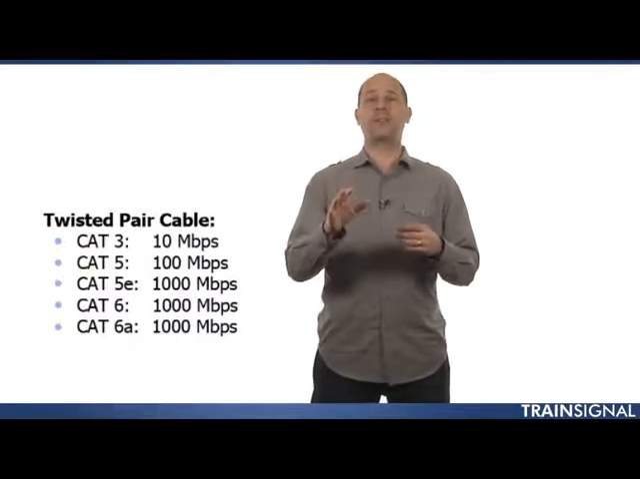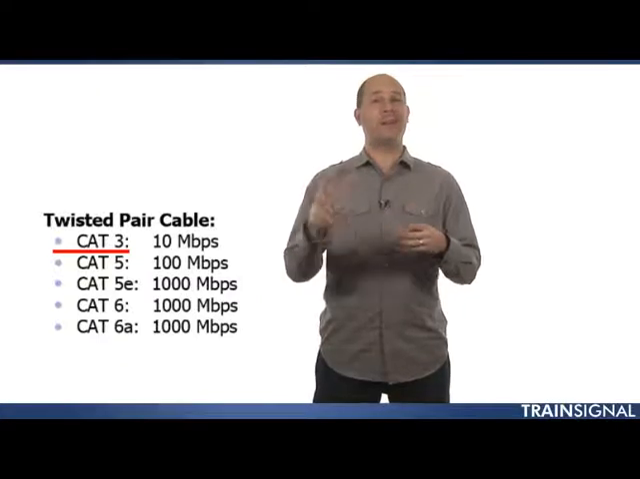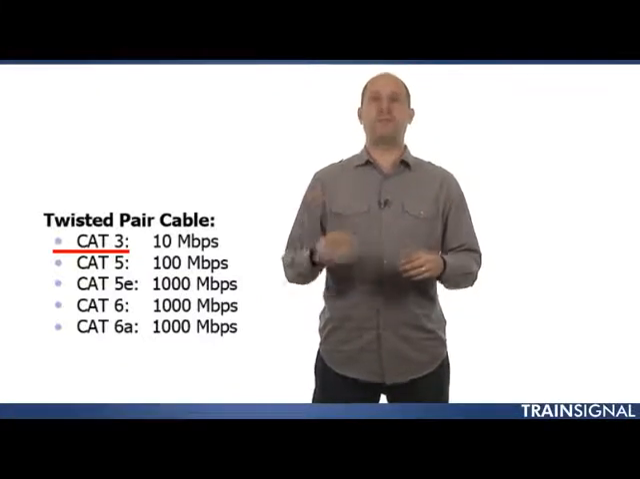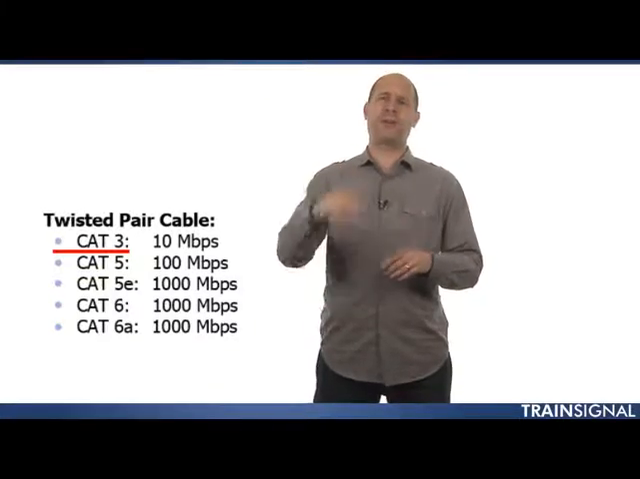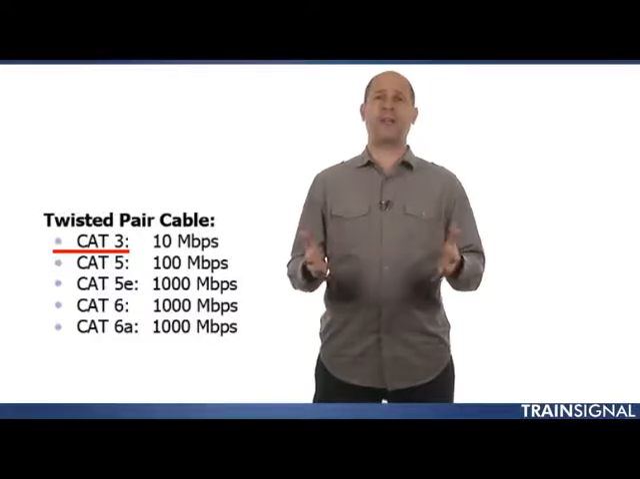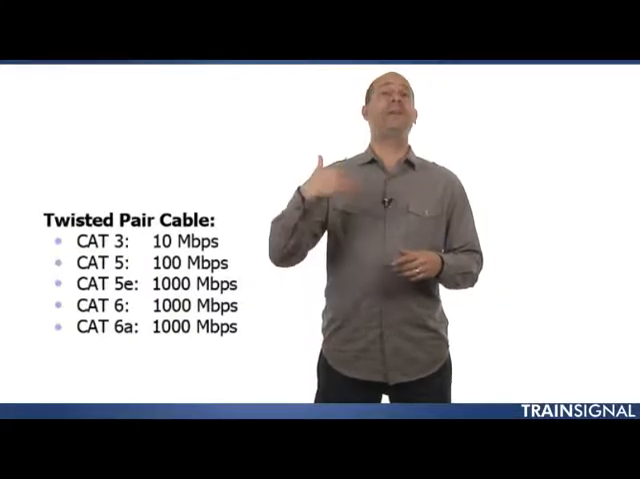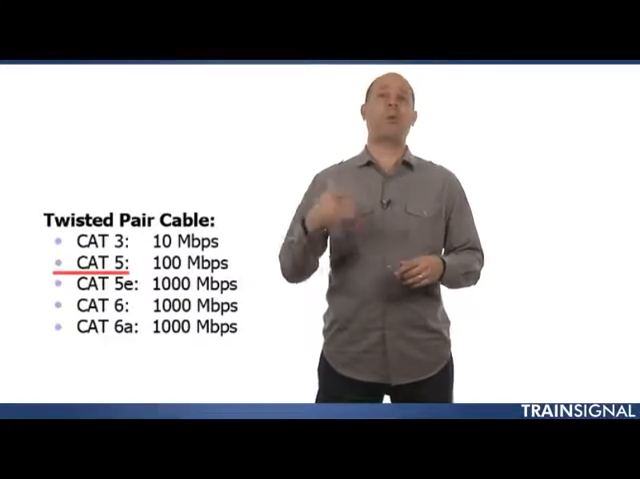So if we start off at the top with category 3, you'll notice that that maxes out at a lowly 10 megabits per second. For that reason, you really won't see category 3 cable out there anymore, because you have to go all the way back to like the 1990s to have networks that were considered satisfactory at 10 megabits per second. Really, the beginning of where you'll see today's twisted pair cabling, it starts at category 5.